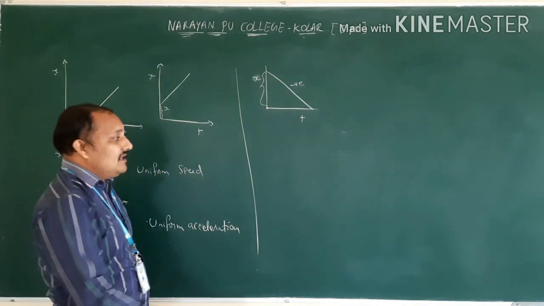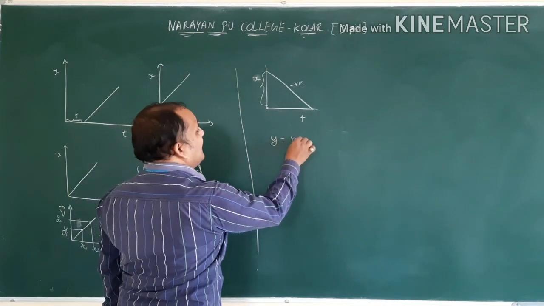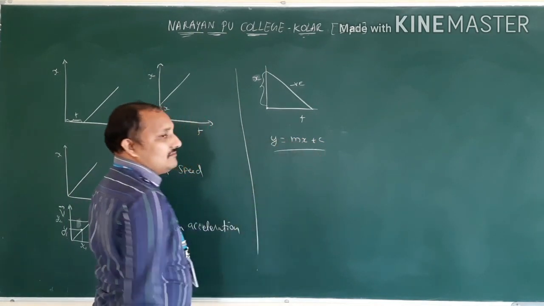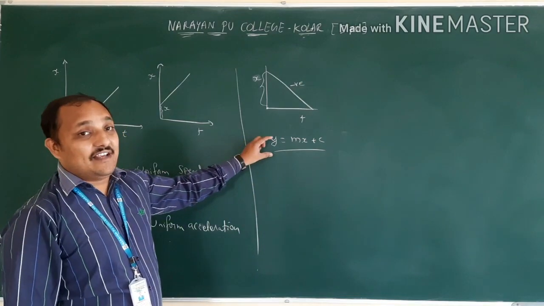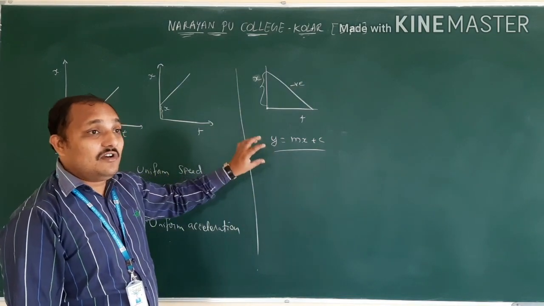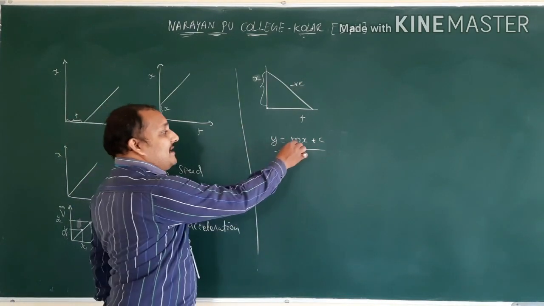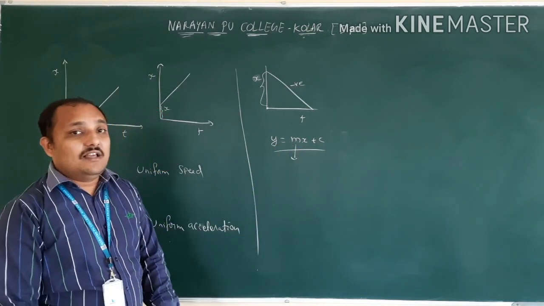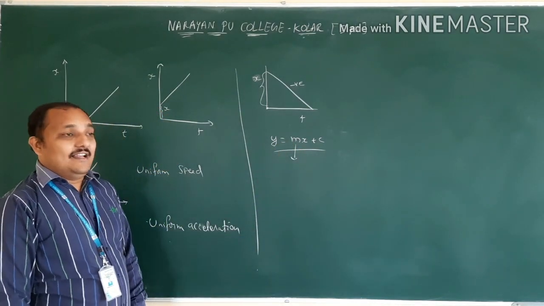How we came to know means we already came to know this equation, y is equal to mx plus c. What is this equation? Straight line equation. By knowing the equation also, we can draw the graph. What is m here? m is nothing but the slope of the given line.